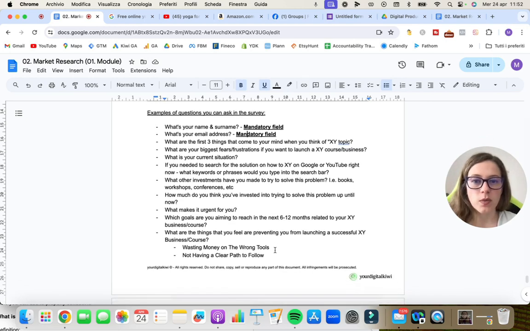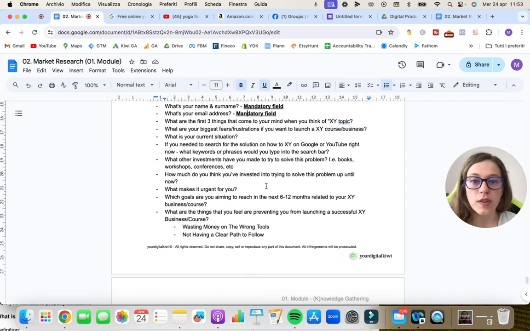What other investments have you made to try to solve these problems? Books, workshops, conferences. And here you start to get to know how much they spend until now and how much they're willing to spend also for your offer. How much do you think you've invested into trying to solve this problem up until now? What makes it urgent for you? Which goals are you aiming to reach in the next 6-12 months related to your XY business course?